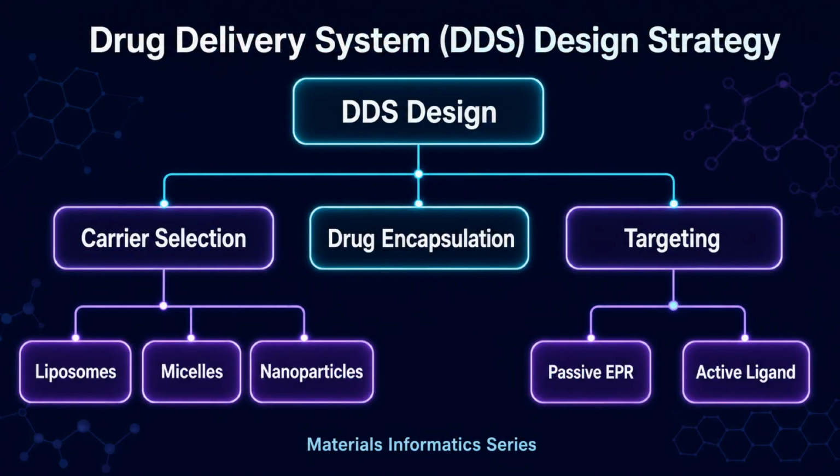Drug delivery systems efficiently transport drugs to target tissues. DDS design involves three key decisions: carrier selection from options like liposomes, polymer micelles, or nanoparticles, drug encapsulation strategy, and targeting approach, either passive through the EPR effect in tumors or active using surface ligands for specific cell receptors.